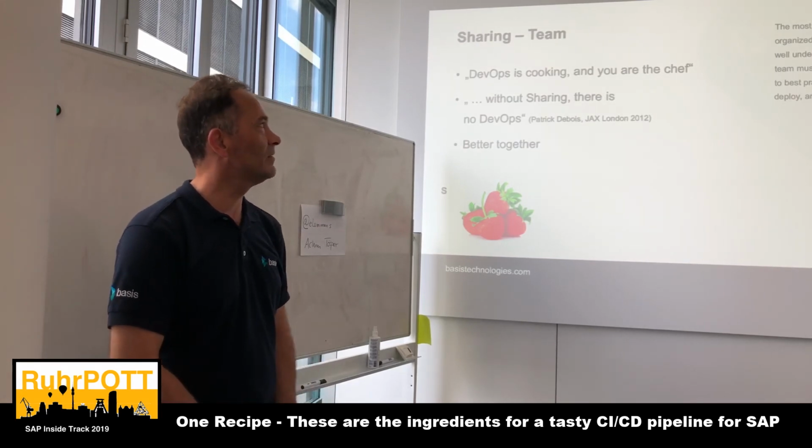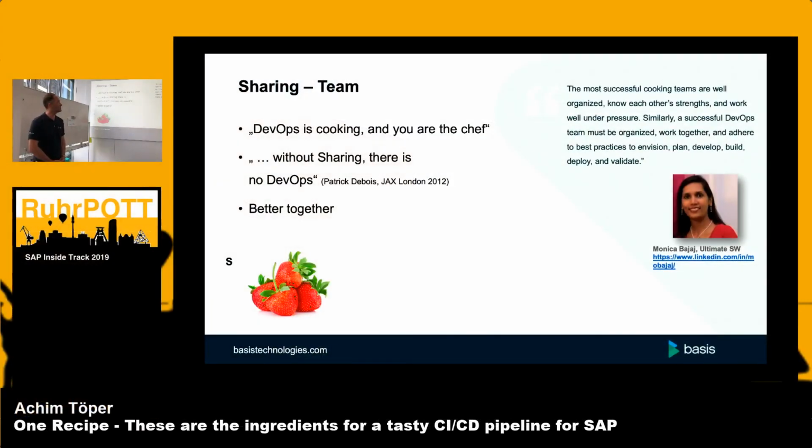And it's also a very important team building measurement, and the most successful cooking teams are well organized. They know each other's strengths and work well under pressure. So just imagine a kitchen where the cook and his team, the tone is rough there, but they seem to work well under pressure. So that is what makes a good team here.